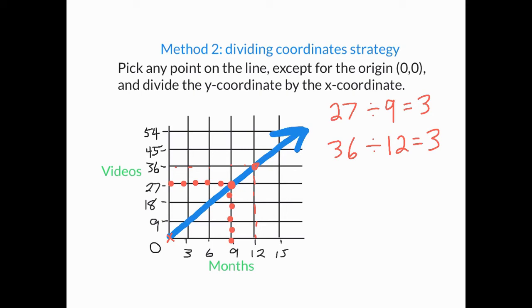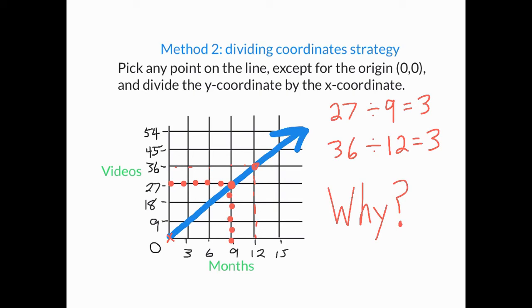Alright, so again, let's talk about why this strategy works. And the reason that it works is because all you have to do to find a unit rate is divide. And that's all we're doing here. That's something that we learned in another video. To find a unit rate, all you have to do is divide. So we're just following that procedure, and all we're doing is dividing.